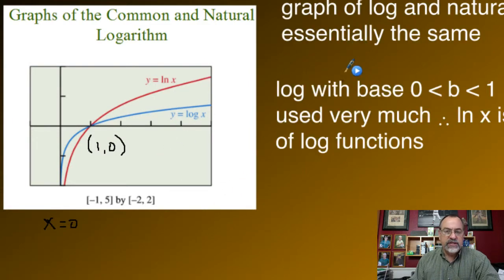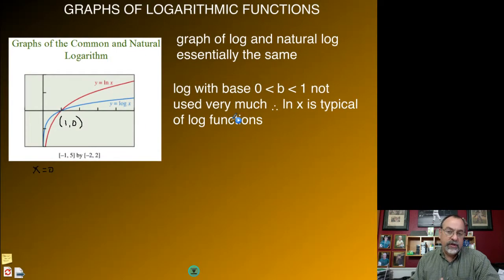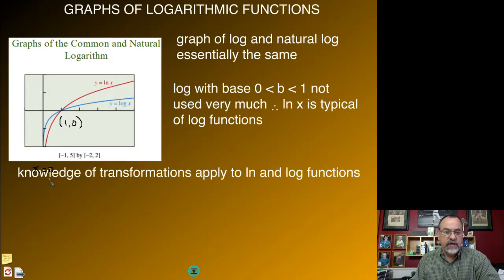You'll notice they're essentially the same because the bases are the only difference between them. Once we have the general shape, then our knowledge of transformations is going to apply to both of these. Meaning, if you want to shift it right or left, you're going to have a value subtracted from the x. If you're going to shift it up or down, there's going to be a value added on the outside of this natural log x. A negative sign in front is going to reflect it over the x-axis. A number in front is going to stretch it even further vertically, and then a negative x is going to reflect it over the y-axis.